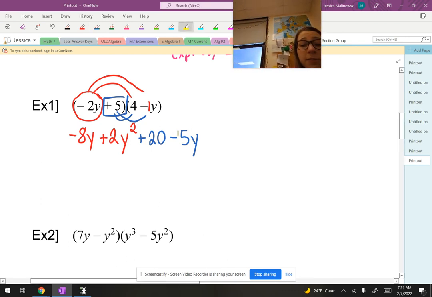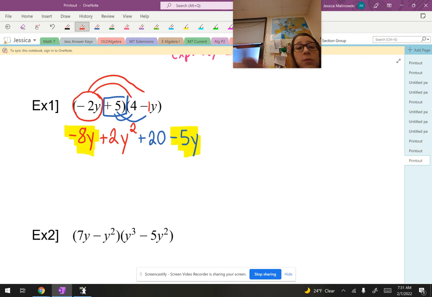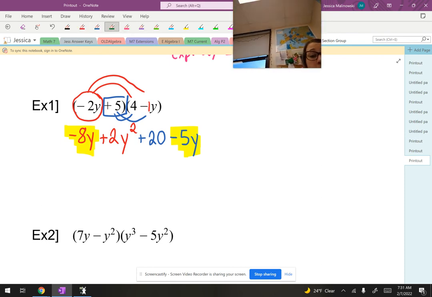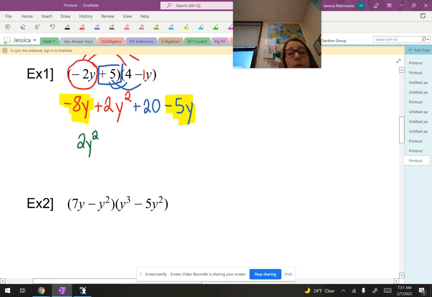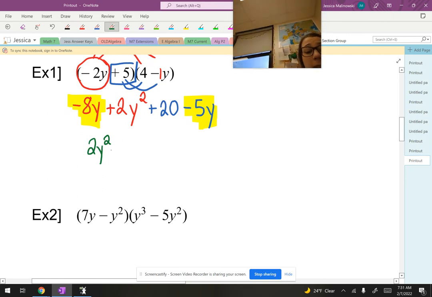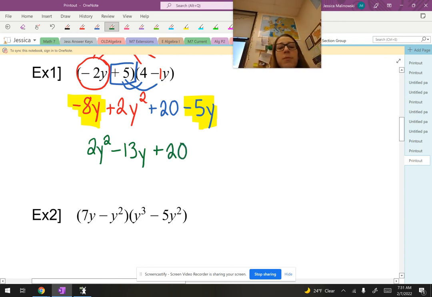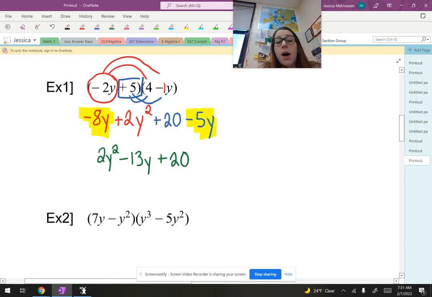I do have a bit of like terms that I will end up combining, those -8y and that 5y. But before I do, I'm just going to rearrange things so that my exponents are in order from greatest to least. So the 2y squared's coming first. -5y minus 8 more y is a more -13, right? 8, 9, 10, 11, 12, 13. Yep, a negative 13y, and then my plus 20 is just coming down. And there we have our simplified answer with no other like terms to combine. So we're good to go.